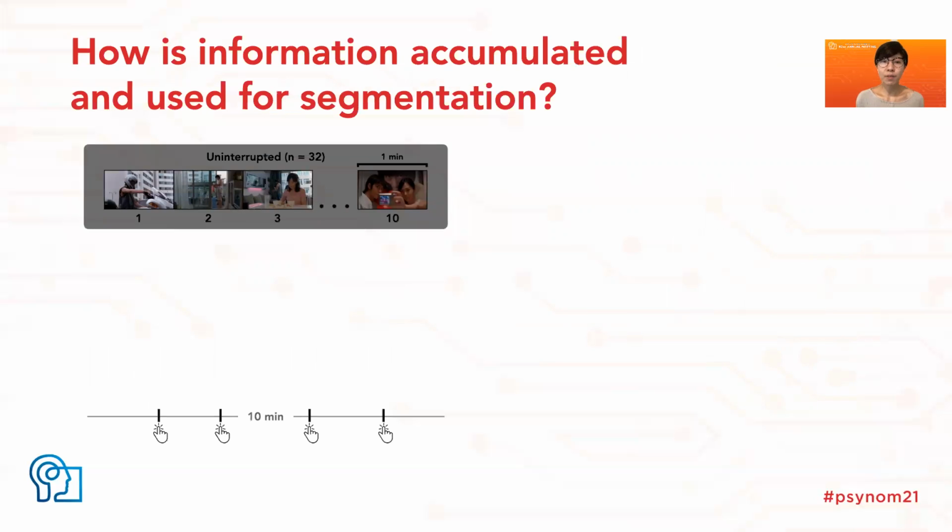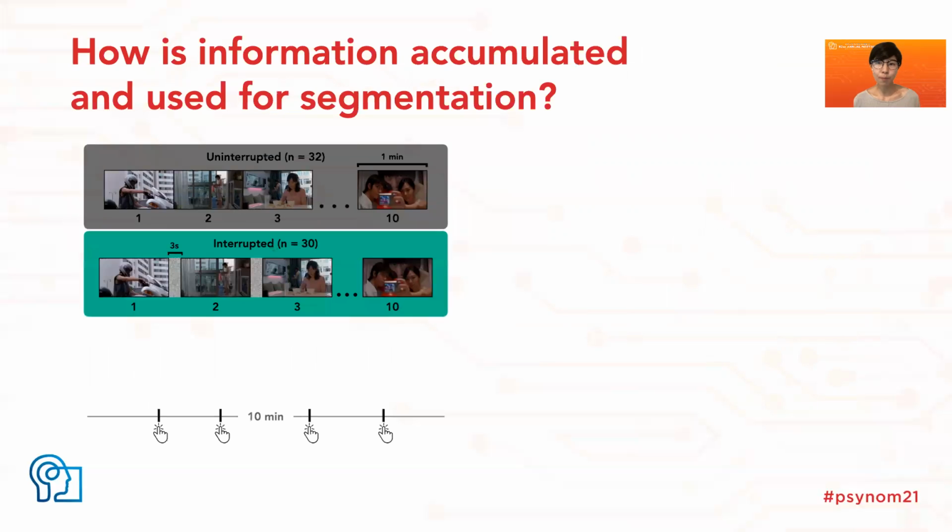Next, we chop up this movie into clips that are 1 minute long each and present these clips to a second group of participants, but this time with a 3-second white noise interruption in between clips. This interruption disrupts the continuity in which information can be accumulated. So when a new clip starts, recent information would be temporally more distant than in the first uninterrupted condition.